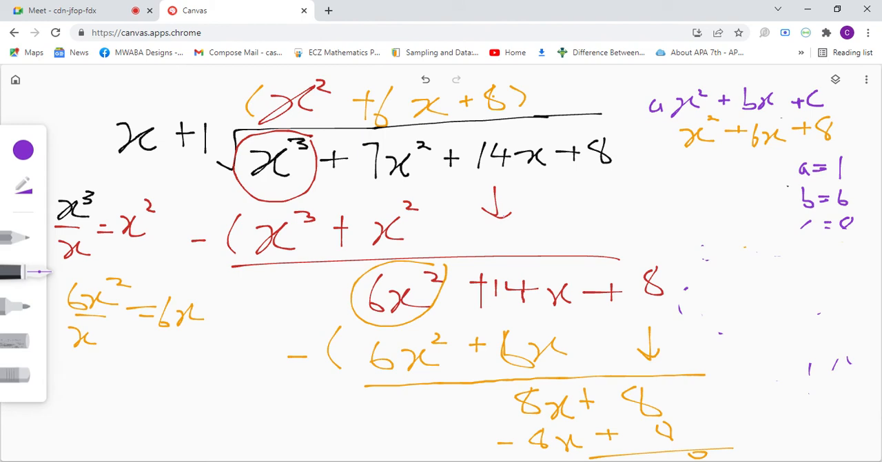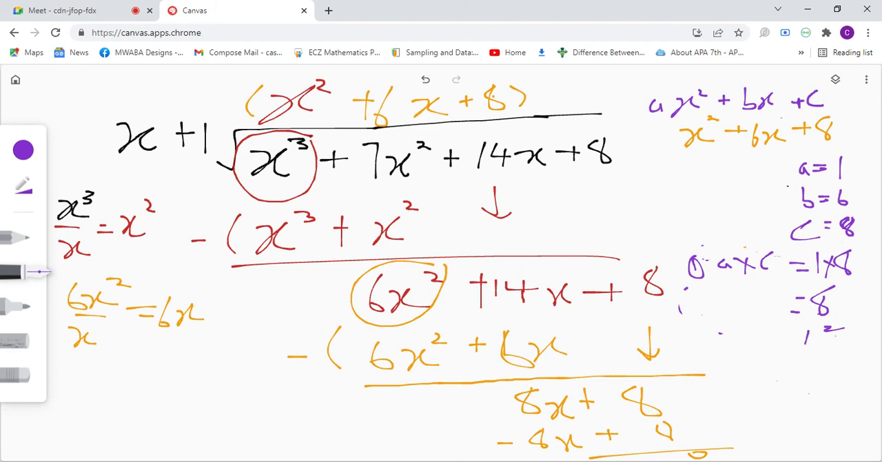So c equals 8 here. Remember, step 1 in quadratic equations, you're always going to do a times c. What is our a? 1 times 8, and we get 8. So we have to look for two numbers that when we multiply them, we get 8, and when we add them, we get 6. So what are the factors of 8? We've got 1, 2, 4, and 8.